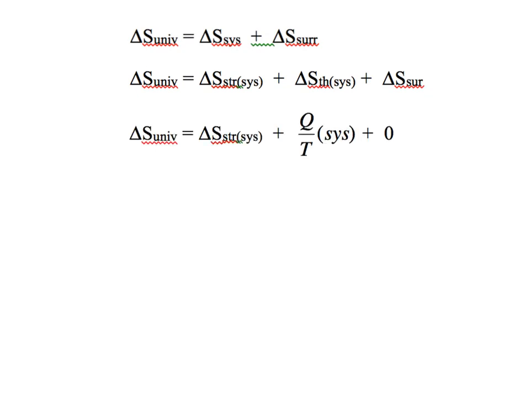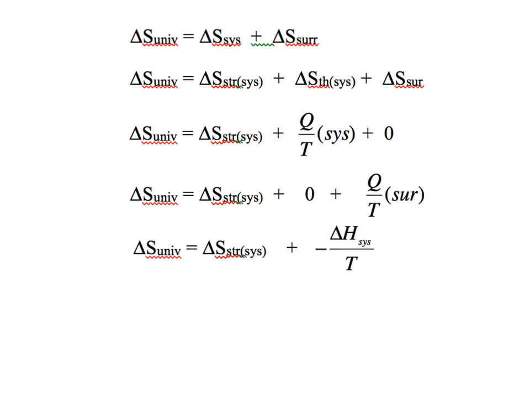We have previously defined delta S thermal as Q over T. In the initial condition, energy has not yet moved between system and surroundings, so the change in entropy of the surroundings is zero. Eventually, the system returns to its original temperature, so its delta S thermal becomes zero. This energy is transferred to the surroundings.